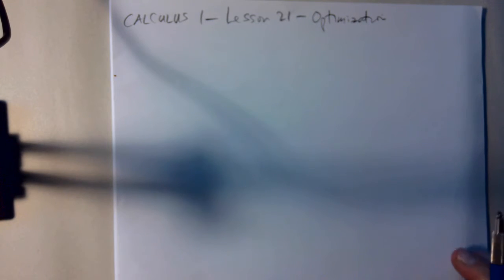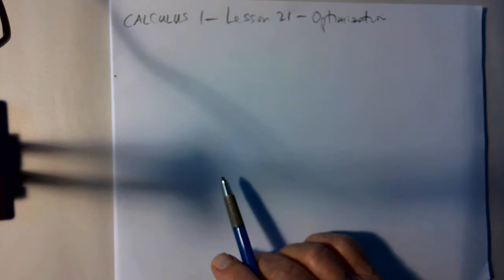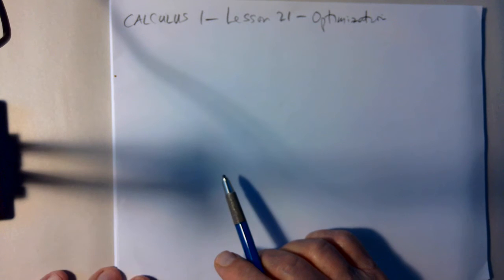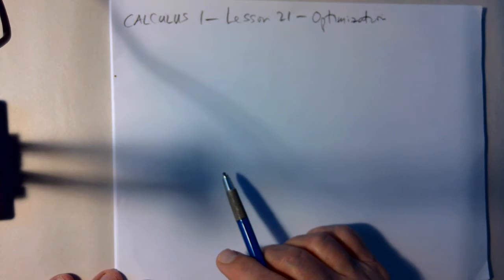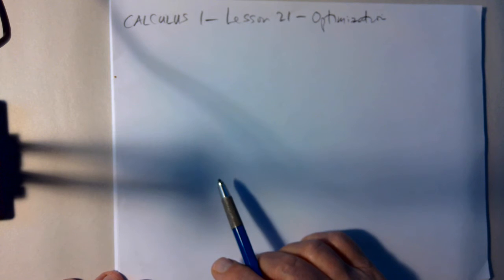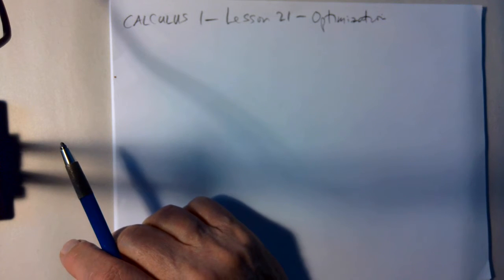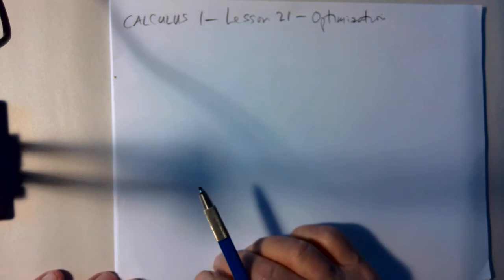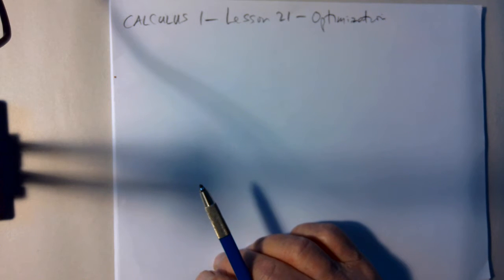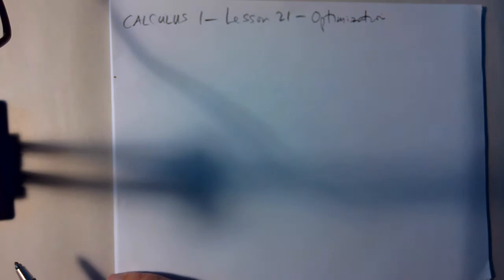This is Calculus 1, Lesson 21 on optimization, Section 4.7 in the book. And these are important applications of the derivative to often find the smallest or the largest value in a situation, or the minimum or maximum value of a function. So we talked about this a little bit in the last class. And today I'm just going to go through a number of the examples and some of the homework problems on optimization.